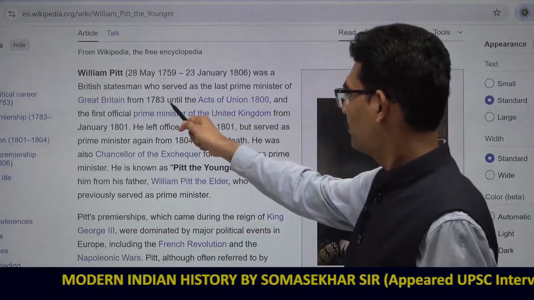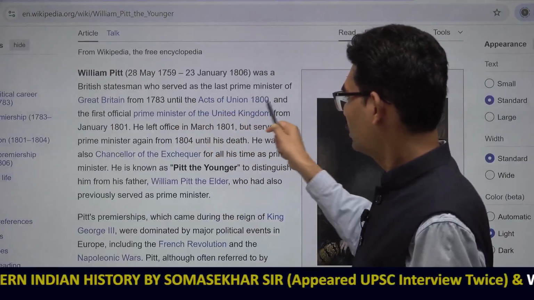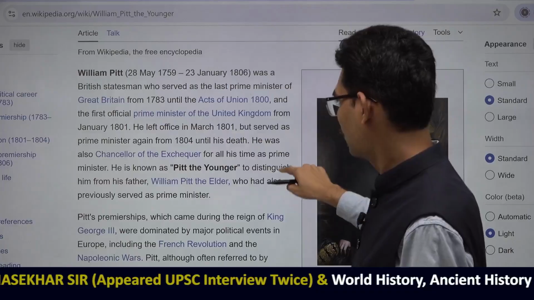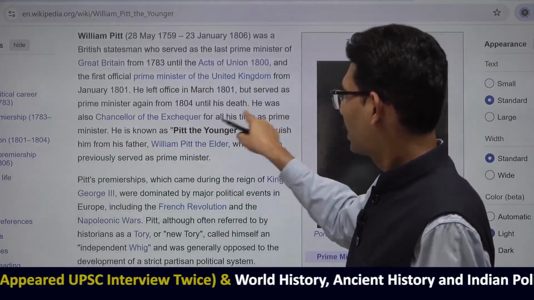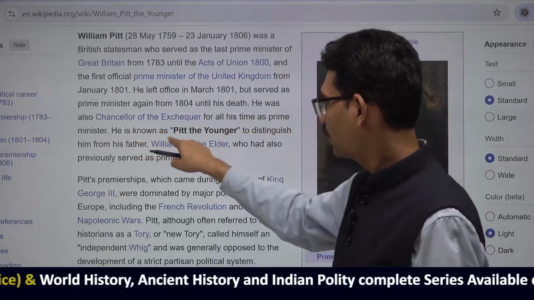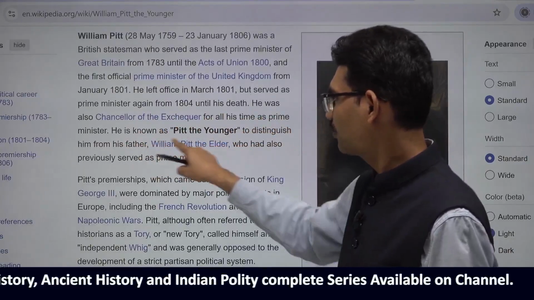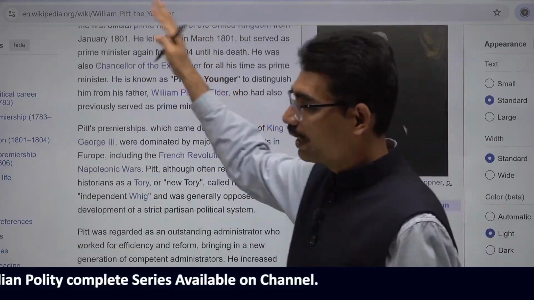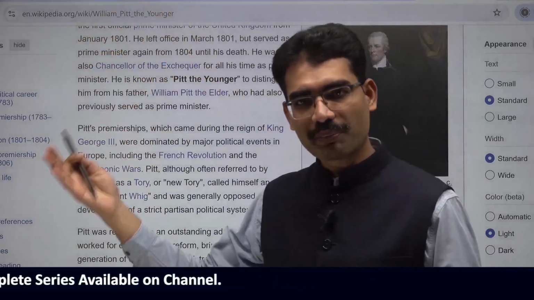Last Prime Minister of Great Britain, 1783 until 1801, the first official Prime Minister of the United Kingdom from 1801 and so on. He was also Chancellor of the Exchequer for all his time as Prime Minister. He is known as Pitt the Younger to distinguish him from his father. His father was also a Prime Minister. And his ancestors were East India Company officials only.